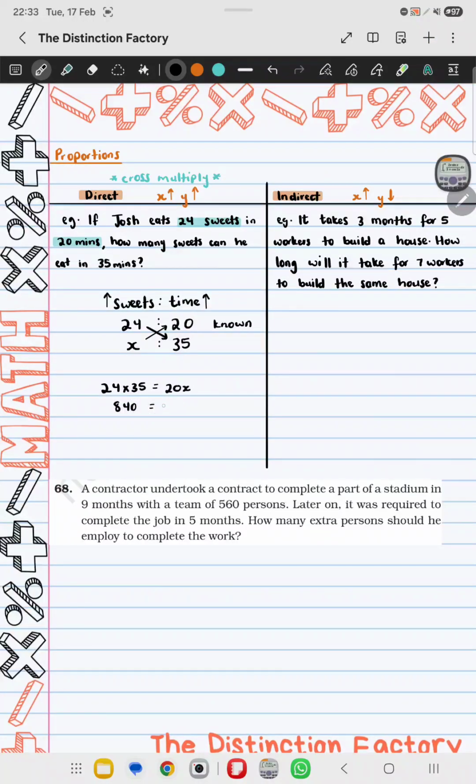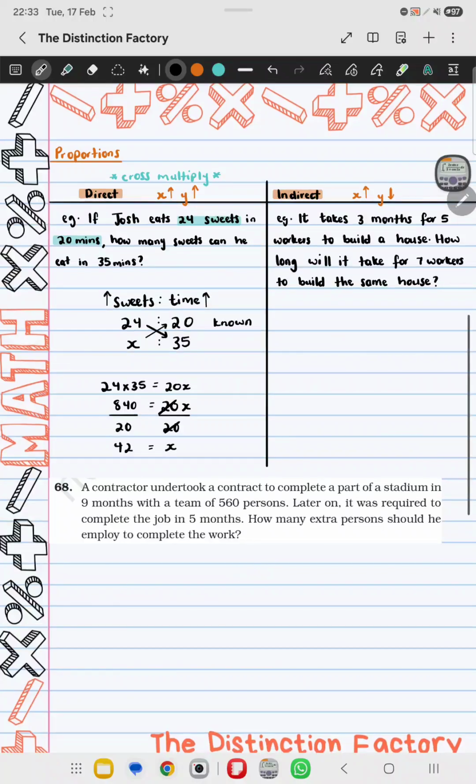840. And then remember that we want to get X alone. So I need to get rid of this 20. And in order to do that, I will divide both sides by 20. So from here, our 20s will cancel off and we are left with X. And then 840 divided by 20 gives us 42. So that means that within 35 minutes, he will be able to eat 42 sweets. That is direct proportion. From there, we can go on to indirect proportion.